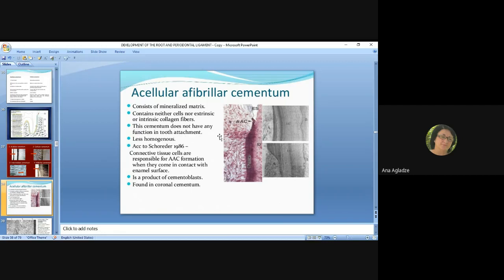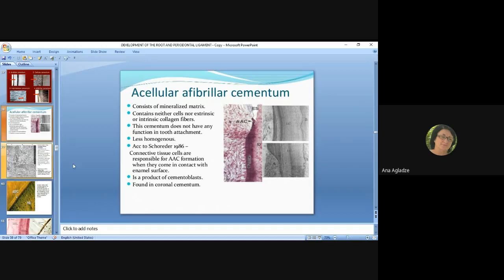This cementum does not have any function in tooth attachment, and it is less homogeneous, and was described by Schroeder in 1986. And these connective tissue cells are responsible for acellular afibrillar formation when they come in contact with the enamel surface, and it is a product of cementoblasts and is found in coronal cementum.